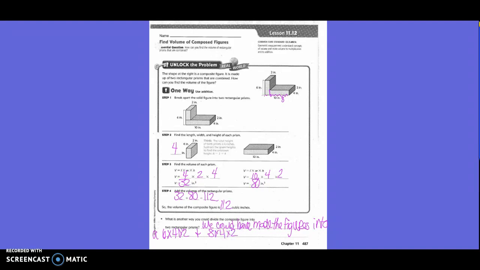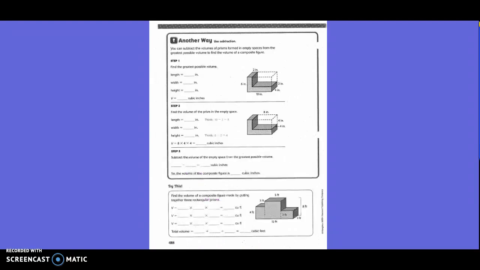So basically that would have been what? 48 plus, what's 32 times 2? 64, which would have still gotten us 112 inches cubed. Another way, use subtraction. You can subtract the volumes of prisms formed in empty spaces from the greatest possible volume to find the volume of a composite figure. So find the greatest possible volume. Basically, they're saying that you would find the volume of this whole entire thing.